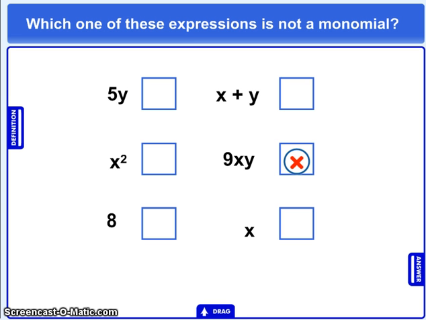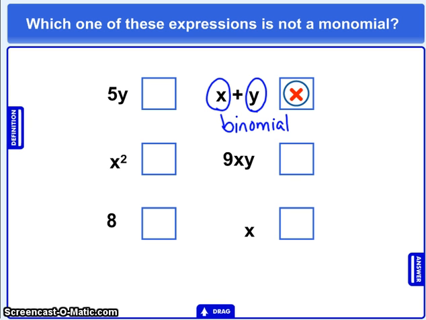That leaves the one and only of the list that is not a monomial, x plus y. And it is because of that plus sign that it is not a monomial. That would actually be 2 terms. X would be a single term, y would be a single term. So because we have 2 terms, this is binomial, which we'll get to a little later in our lessons. Okay, so let's move on.